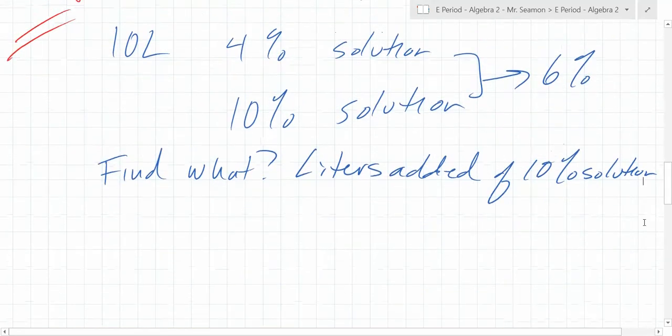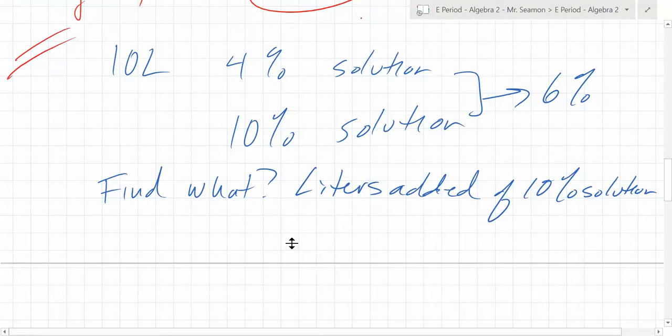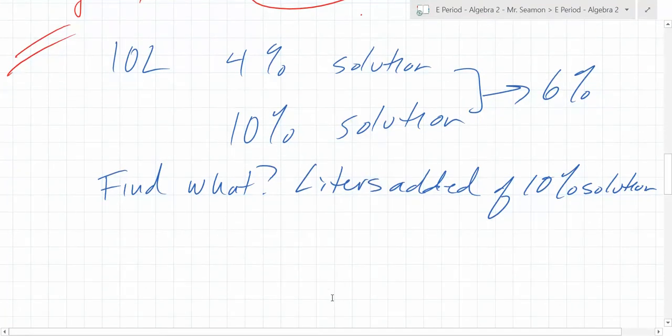So you get 6%. Correct. But to answer this question, we need to find how many liters that is. So we need to label this first. So again, it's only one. We like to use which variable if we only have one? X. We love X. So X is going to be equal to the liters added of 10% solution.